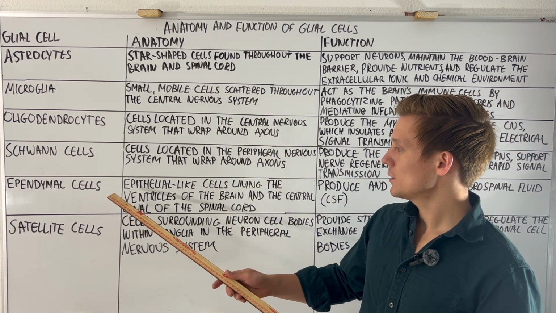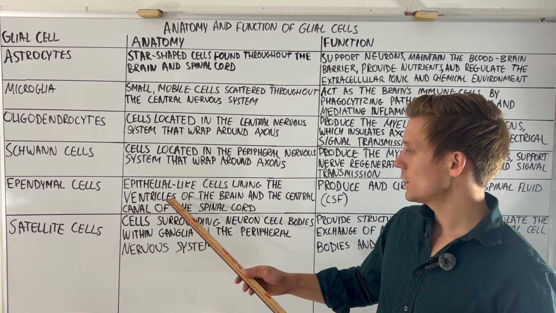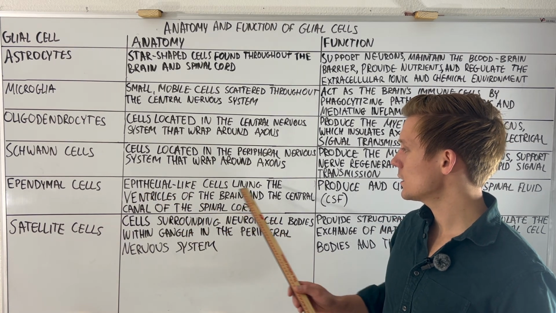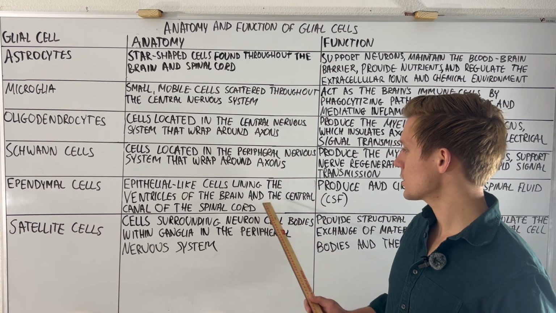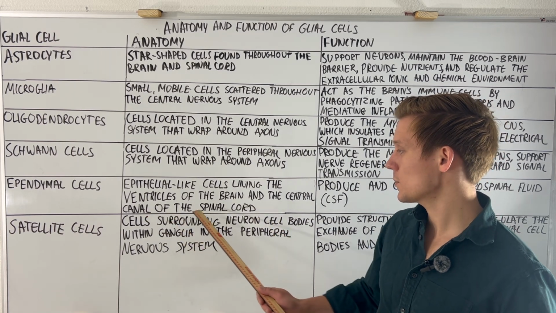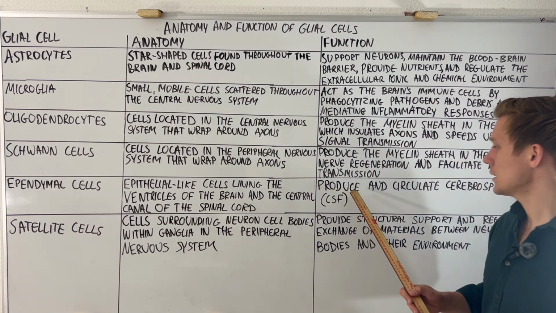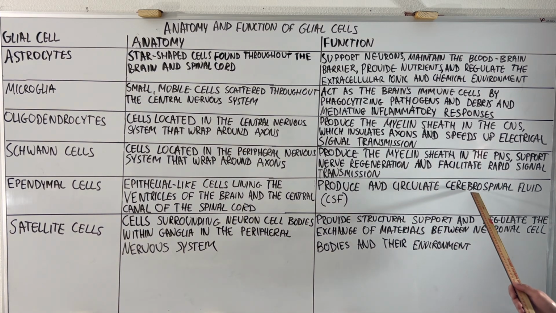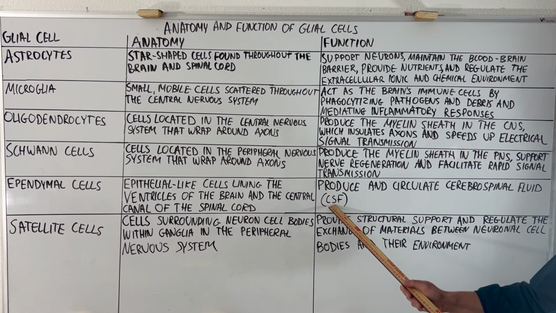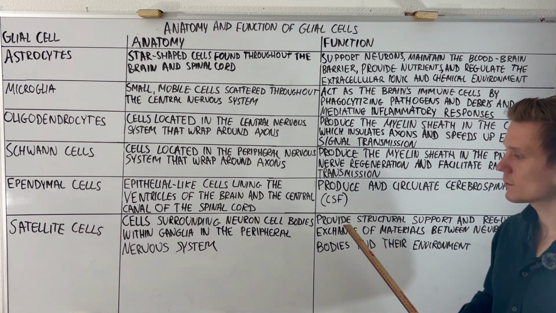Furthermore, we have ependymal cells, which are epithelial-like cells lining the ventricles of the brain and the central canal of the spinal cord, and they produce and circulate cerebrospinal fluid, also abbreviated as CSF.